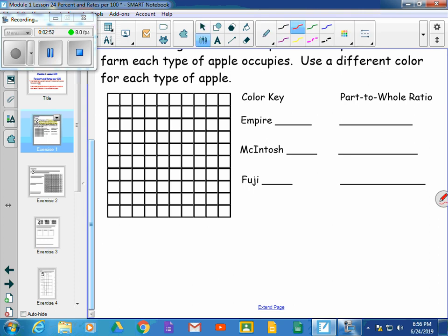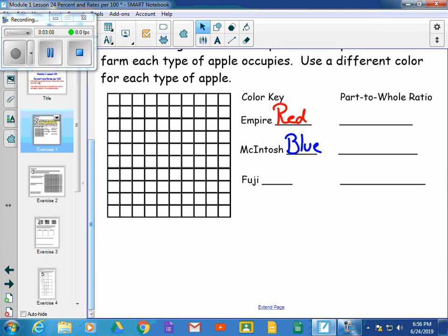Let's make up a key. Let's say that the Empire apples, the acres those grow on, are going to be colored red. The Macintosh apples are going to be grown on acres that are colored blue. And the Fuji apples will be on acres that are colored green in this model.